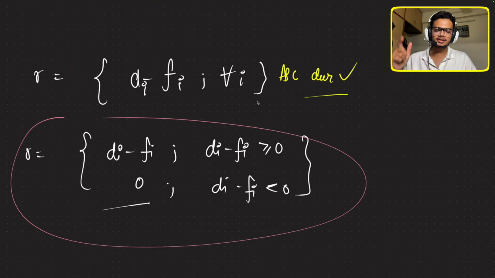So I just changed one little thing. Now the reward, whenever you complete a task later than its deadline, is 0. It is not di minus fi. So negative rewards are not there now. Now you tell me, how are you going to solve this question?